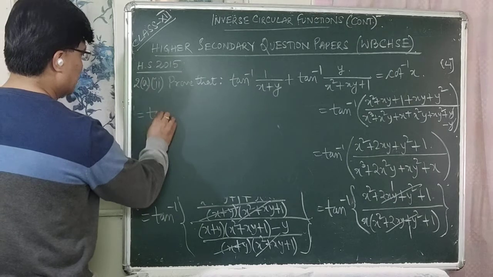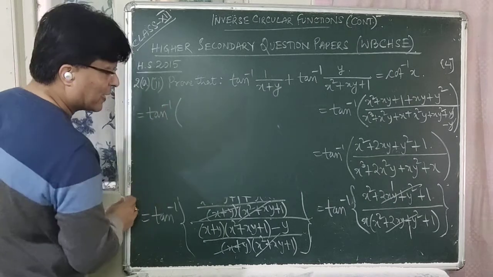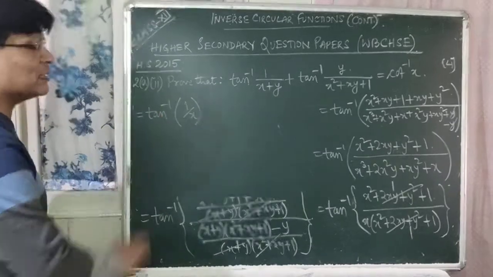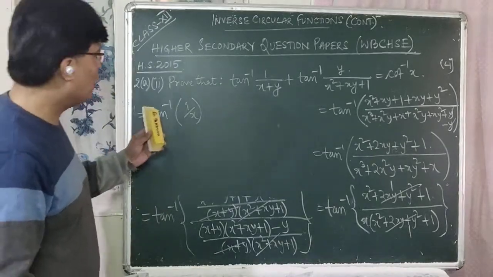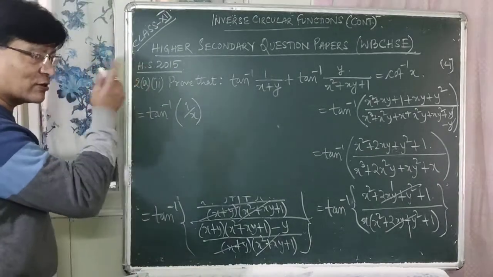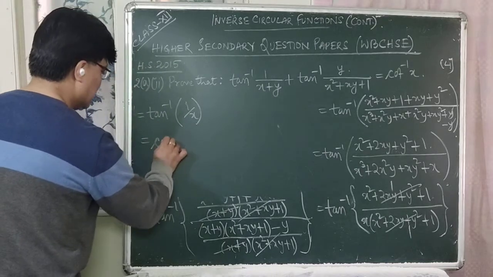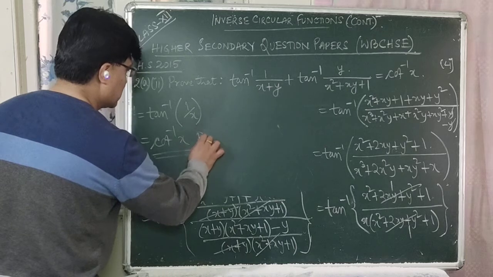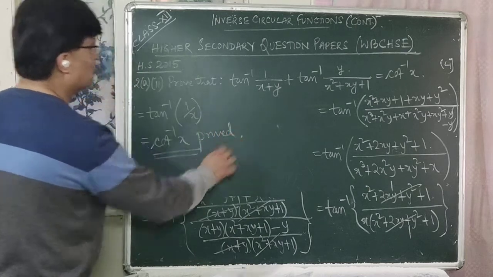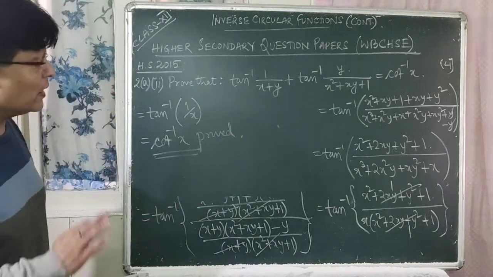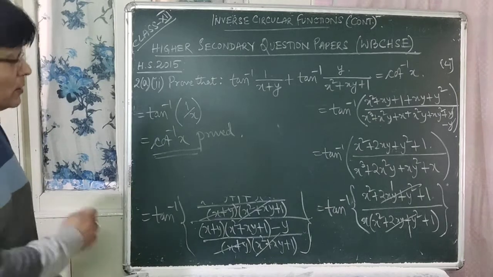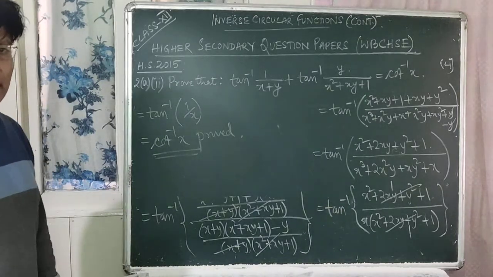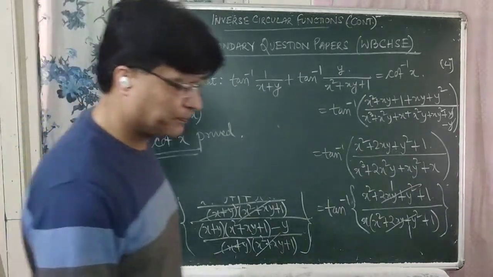It is equal to tan inverse. So within bracket, what do we get? It's only 1 upon x. So it is simplified. So by formula, what is tan inverse 1 upon x? Cot inverse x, isn't it? So it is cot inverse x, which is equal to right hand side. So I think you have understood this problem. So copy it. We'll do the next question from HS question paper. Okay.